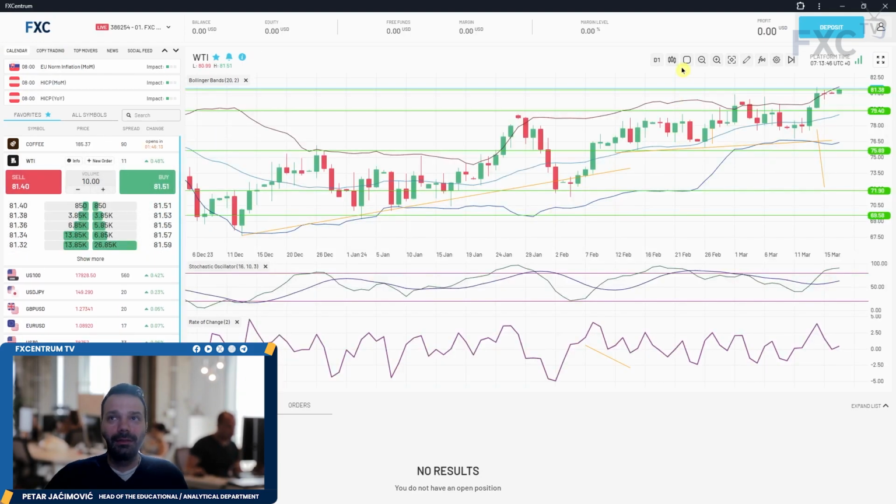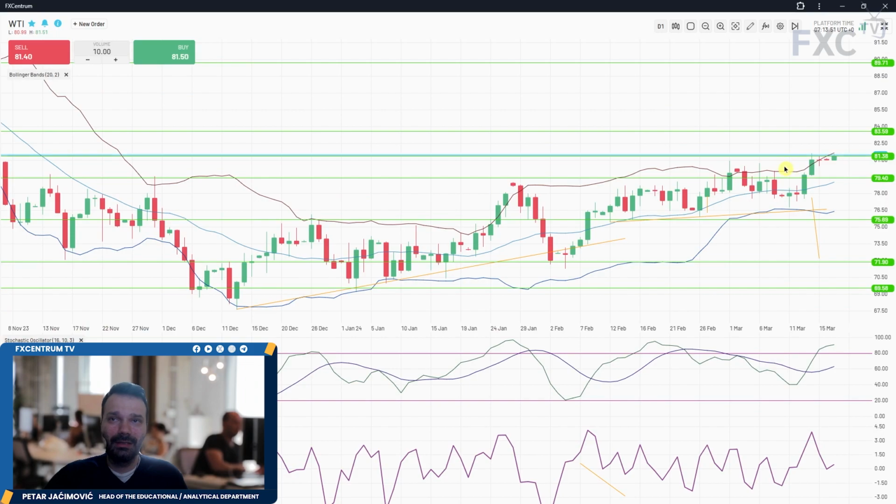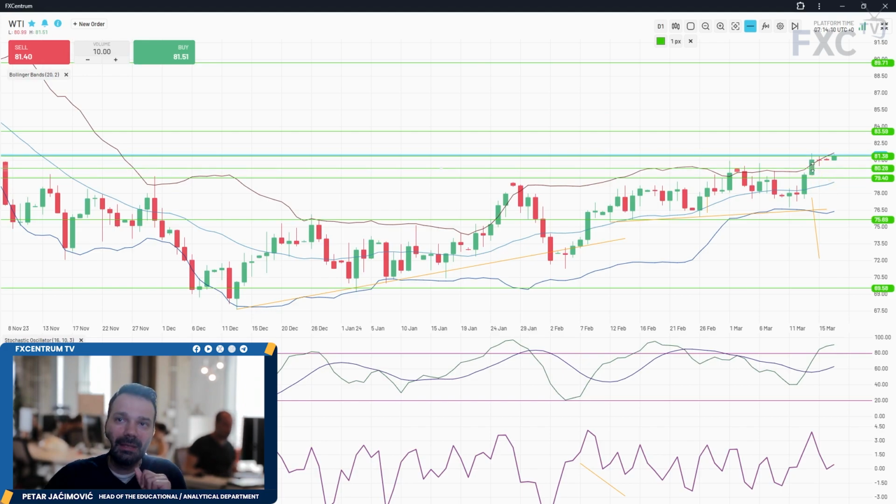Now let's take a look at our WTI. This was our trading idea from a few weeks ago. It's progressing pretty well. We are holding above this 81 mark. This 81 mark was a key pivot. You can see different swing highs here, here, here, and here. And the market is holding above that level and it's just around this upper Bollinger Band.